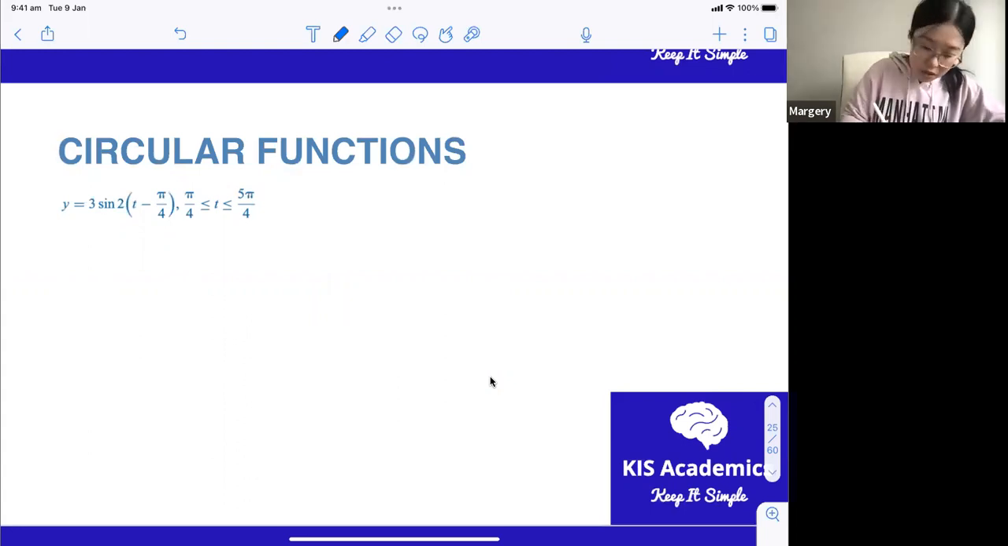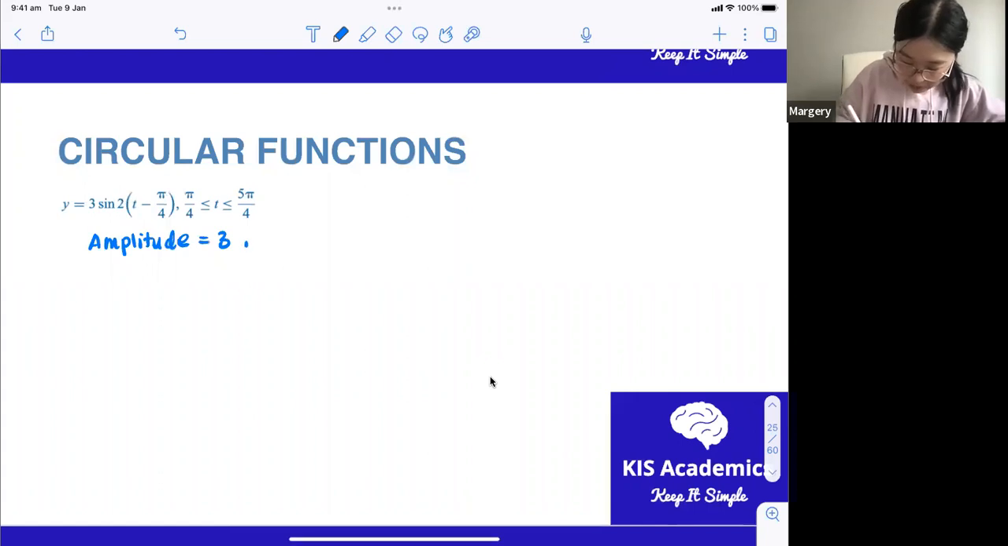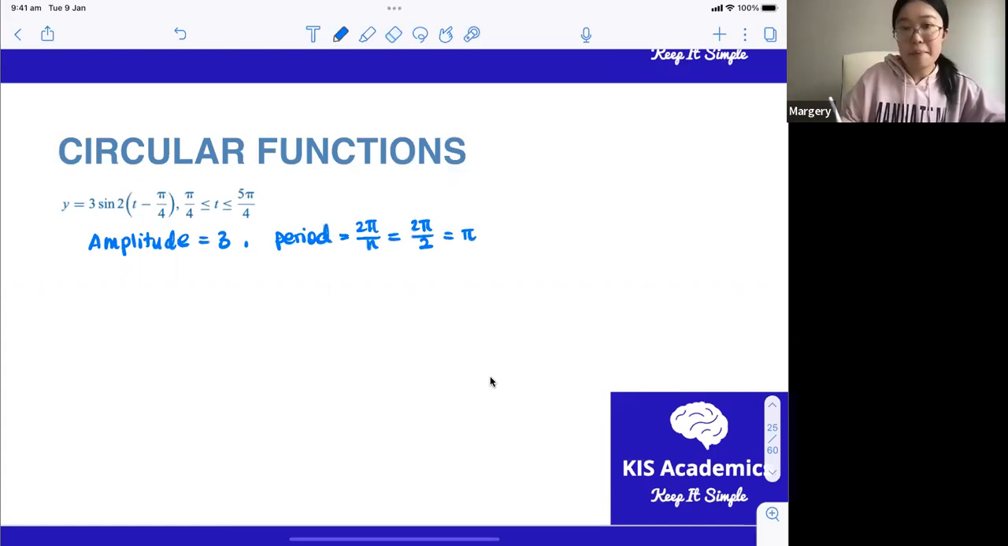So the first thing we do is we find our amplitude before even sketching it. So the amplitude we know is equal to 3. Then we can find our period. Our period is 2 pi over n, where n is the number in front of the t in this case. You can see we've got the variable as t instead of x. That's okay. So we know it's 2 pi over 2, and that's equal to pi.